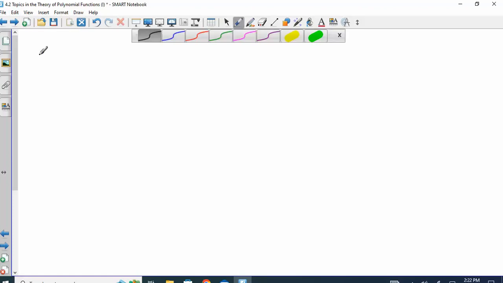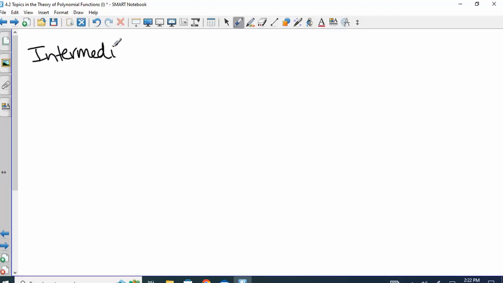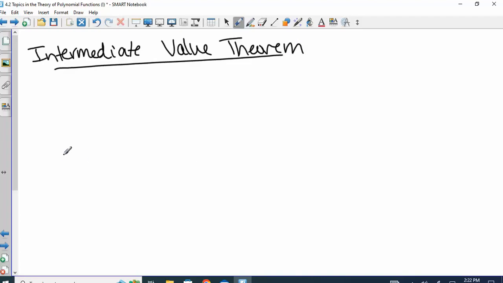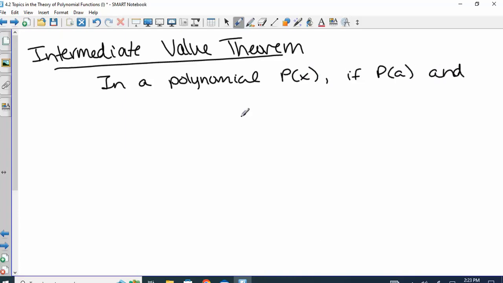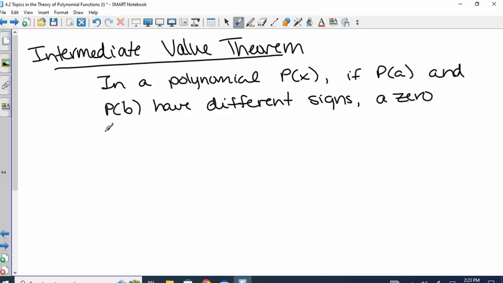Okay, so here's the gist of it. The intermediate value theorem says, in a polynomial P of x, if P of A and P of B have different signs, a zero exists between A and B.